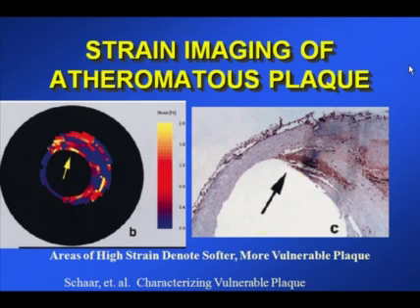This is an example from several years ago of strain imaging of an atheromatous plaque, showing that there is a relatively soft area in the plaque, right in the area of vulnerable plaque seen on the microscope slide.